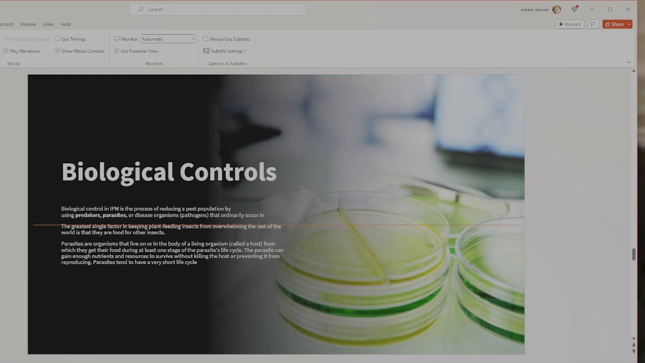Parasites are organisms that live on or in the body of a living organism called a host, from which they get their food during at least one stage of the parasite's life cycle. The parasite can gain enough nutrients and resources to survive without killing the host or preventing it from reproducing. Parasites tend to have a very short life cycle.